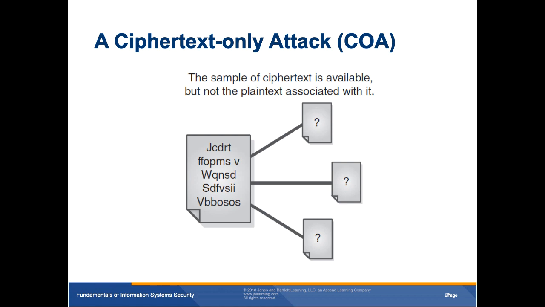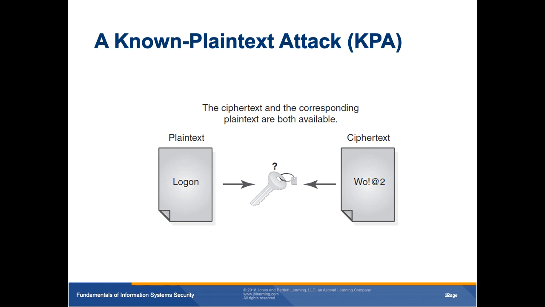So here's a ciphertext only attack. A sample of ciphertext is available, but not the plain text associated with it. So you try to figure out what the plain text was based on the ciphertext. A known plain text attack: the ciphertext and the corresponding plain text are both available. So you know what the plain text is, and you know what the ciphertext is, and now you're trying to figure out what the key is.